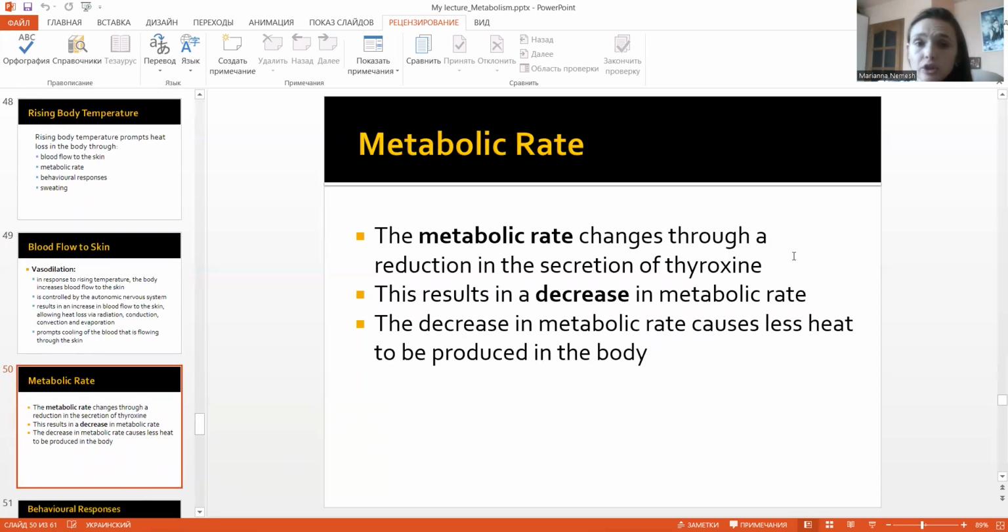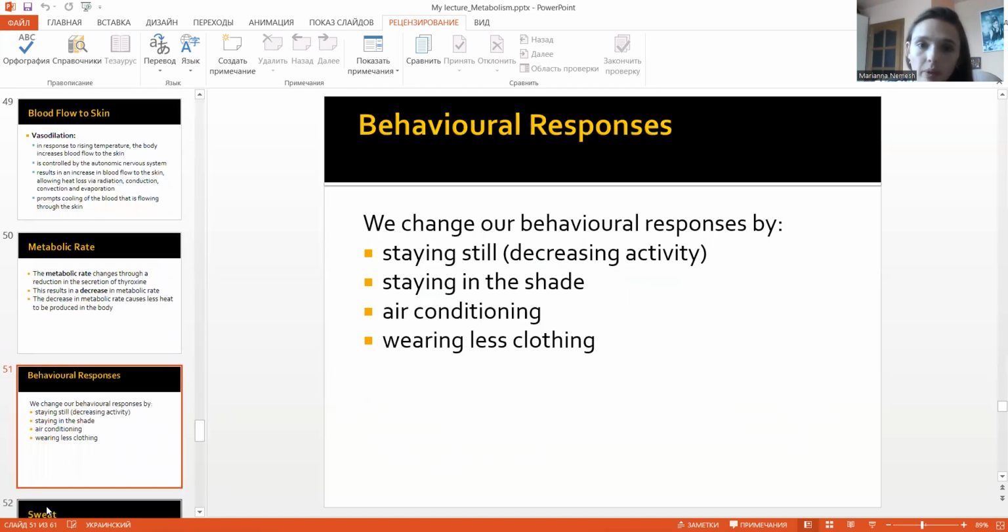The metabolic rate changes through the reduction in secretion of thyroxine. As a result, thyroxine will not have such a catabolic effect, and carbohydrates and fats will not break down, so they will not be responsible for producing new ATP, which would be used for heat. This also will result in a decrease in the metabolic rate, and when the metabolic rate decreases, logically less heat will be produced. Behavioral response: we change our behavior by staying still, decreasing activity, staying in a shade or in an air conditioned area, or wearing less clothing.